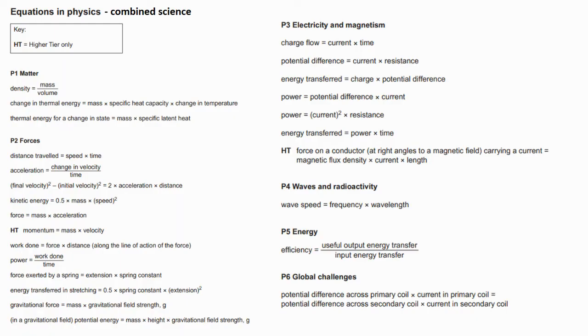So on the screen here, this is the Combined Science Physics equation sheet. You should already have one of these in your exercise books. If you have lost it, then you can use the one in your diary. It's exactly the same formulas written in the same way. The only difference is it's not split up into topics in your diary.